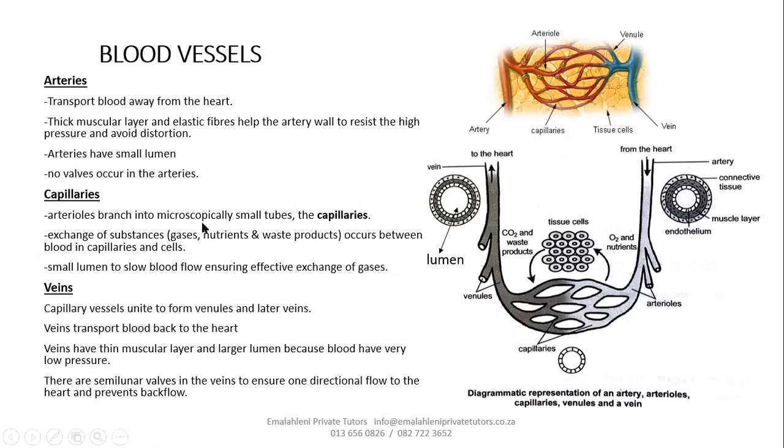Now we've got the capillaries, which are just small arteries that further branch, so that we increase the surface area for absorption of nutrients and gases, and also for the exchange of waste products to the heart. Now we've got a small lumen to slow the blood flow, ensuring effective exchange of gases as well. That's what we have, the capillaries here.